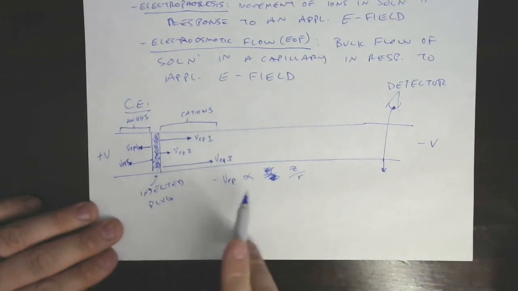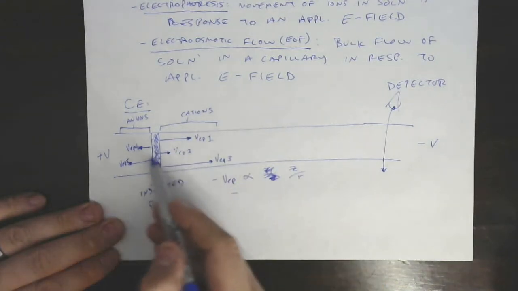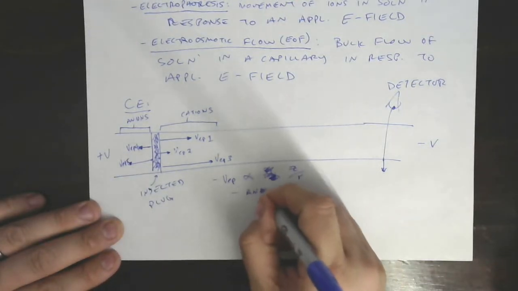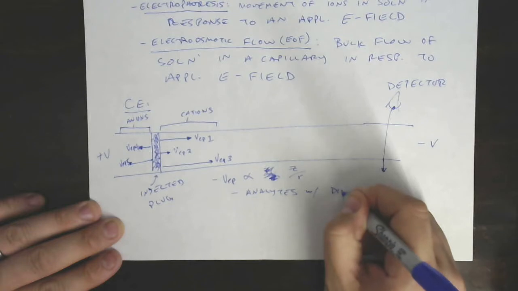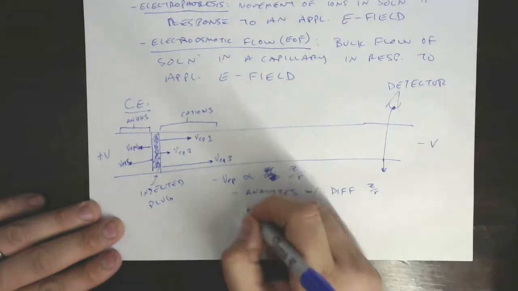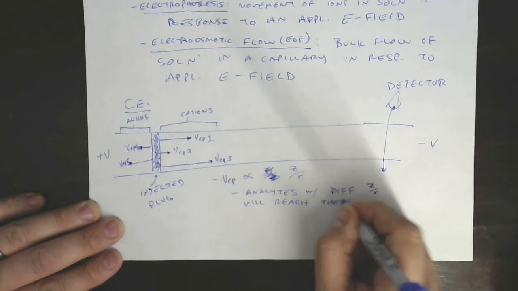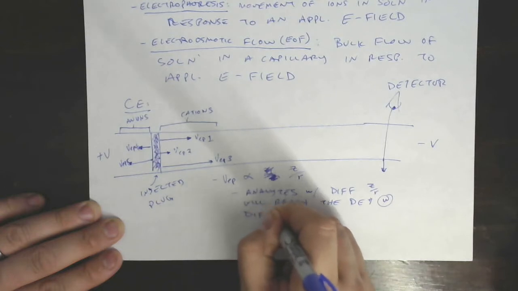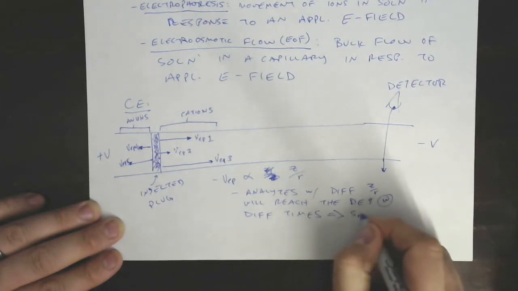Okay, so we know that this is true, that their velocities are proportional to these, and so therefore, if we're seeing different velocities, what we're saying is that analytes with different Z to R ratios will reach the detector at different times. And that, my friends, is the very basis of separation.